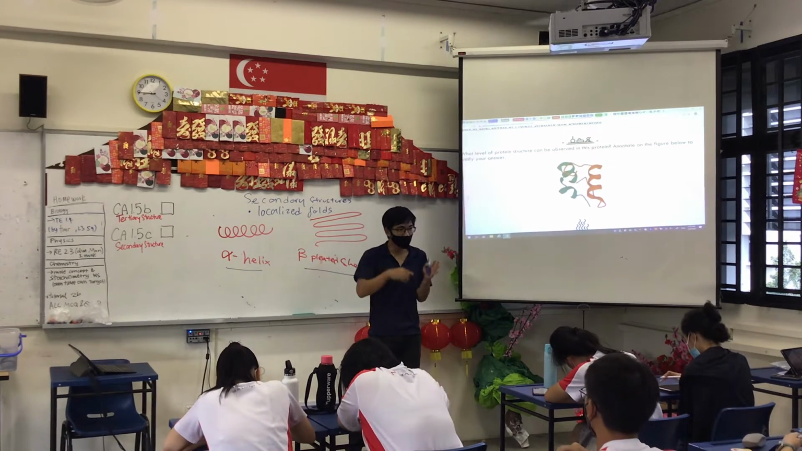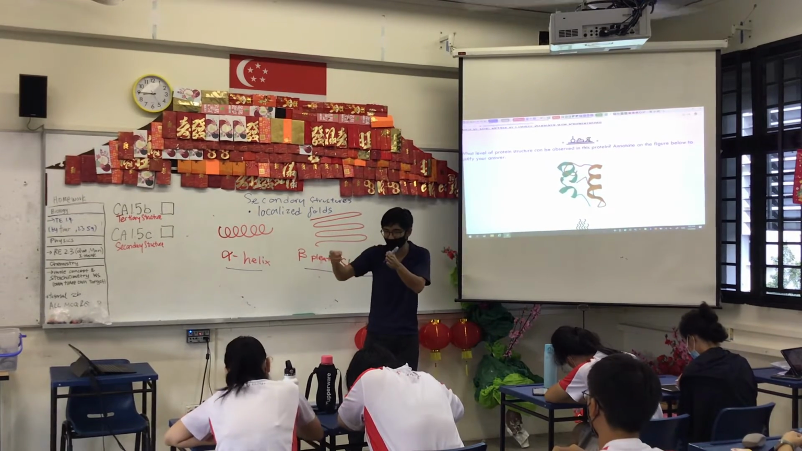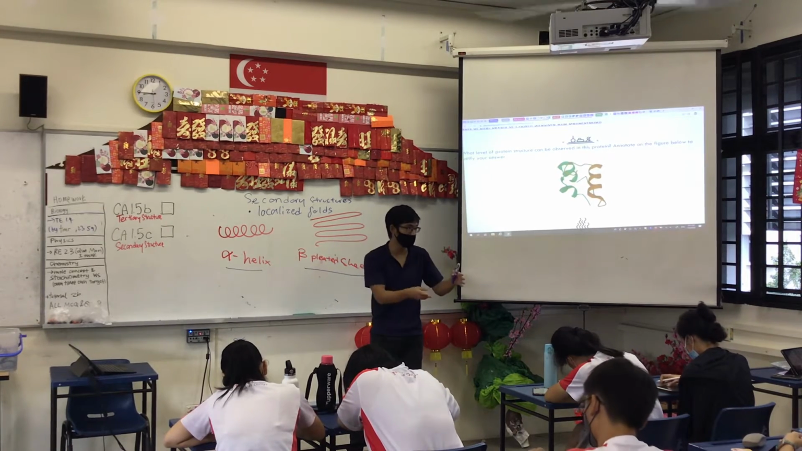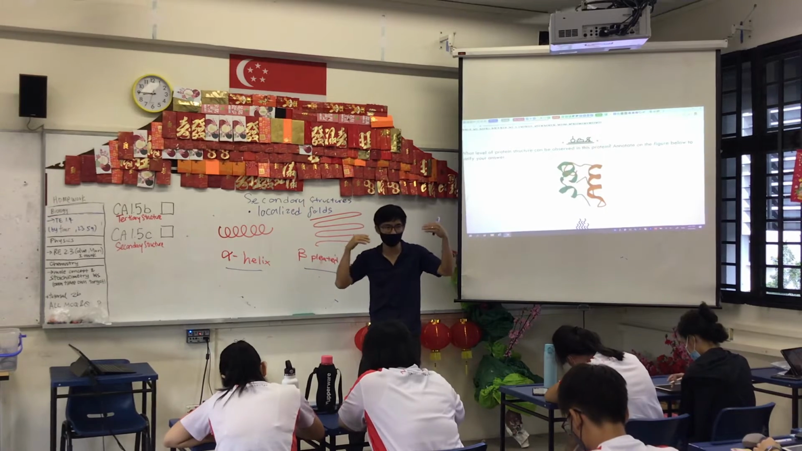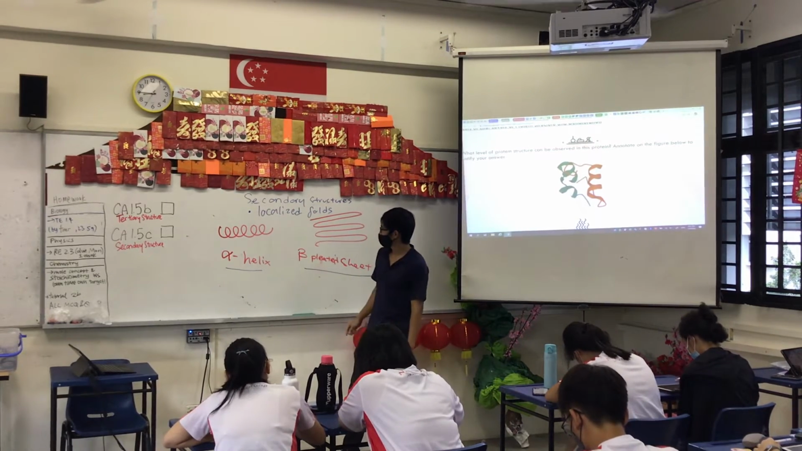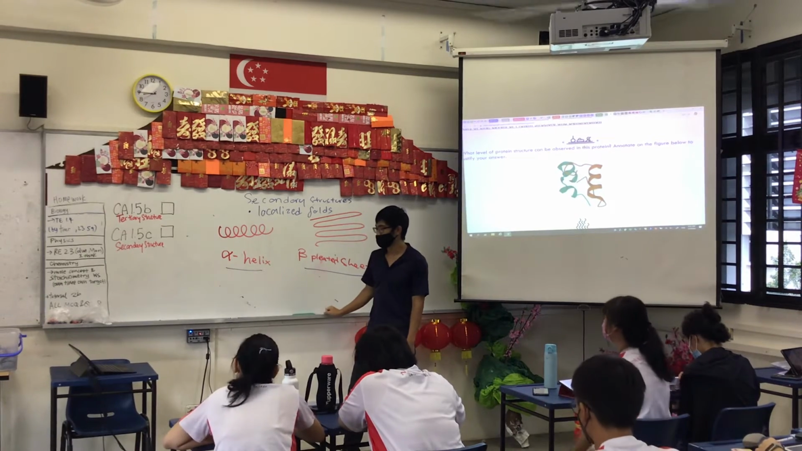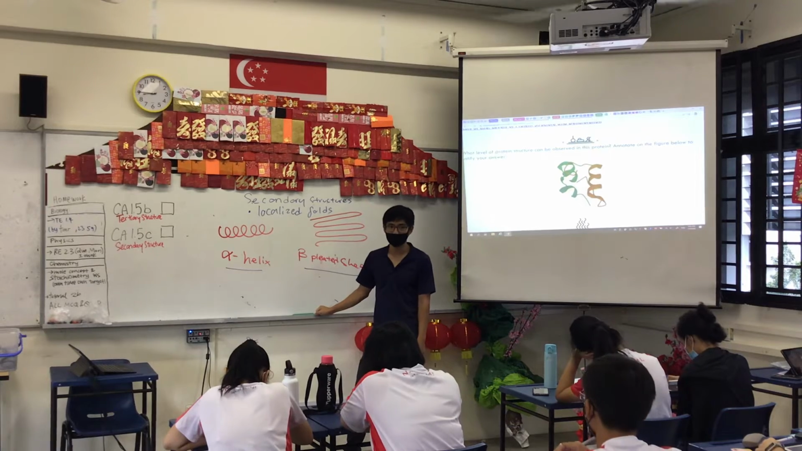Localized means you see this helix, it's not throughout the entire structure. It's like you find one here, you find another one at another location, you find one at another location. It's very localized. It's not spread out across the entire one. Okay, so that's what I mean. Secondary structures are localized folds. You can find two kinds of localized folds: alpha helix or beta sheets.